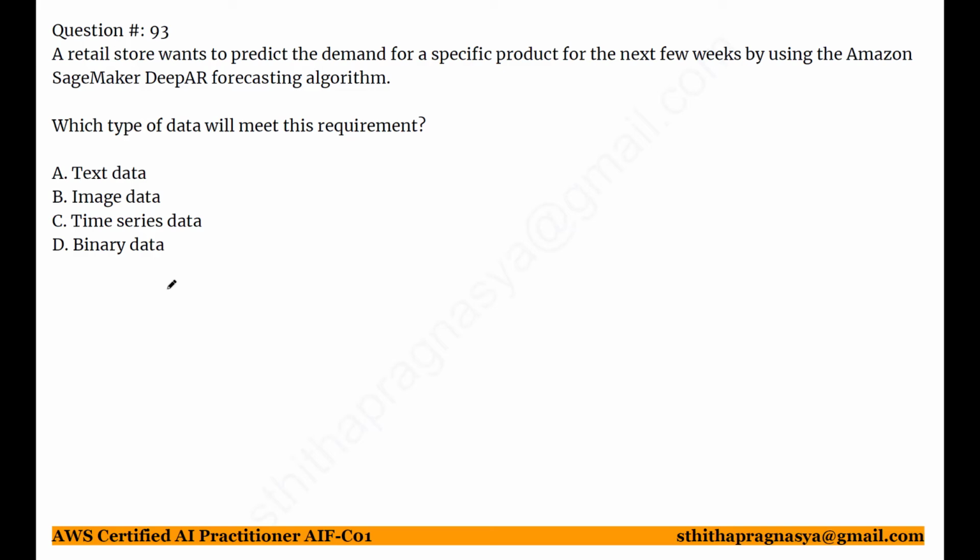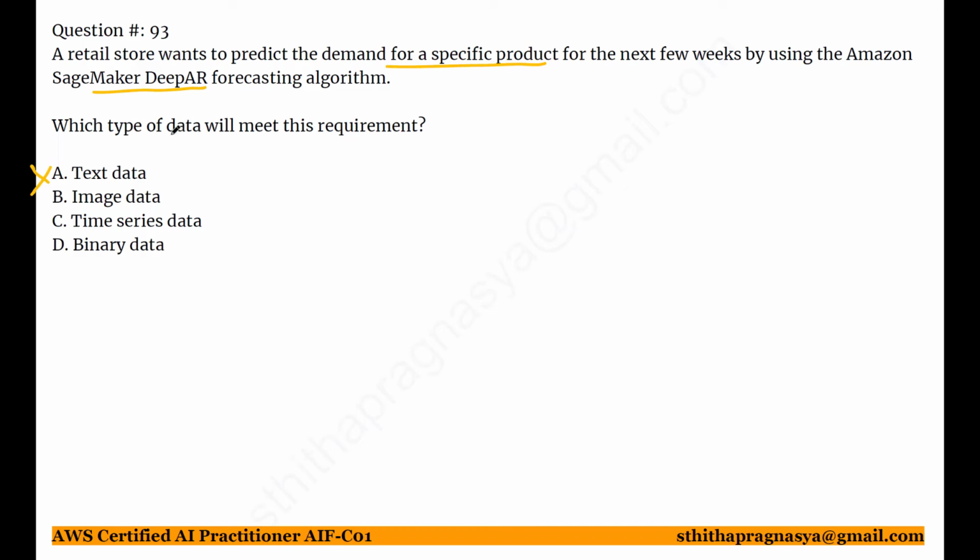The question asks which type of data is suitable for the SageMaker DeepAR forecasting algorithm, which is used for predicting future demand for a specific product. Now, option A, text data, consists of words and sentences typically used for applications like NLP tasks, for example, sentiment analysis, language translation, etc. It is not relevant for forecasting product demand, which involves numerical or temporal patterns. So this is not correct, as text data is not suitable for DeepAR forecasting.